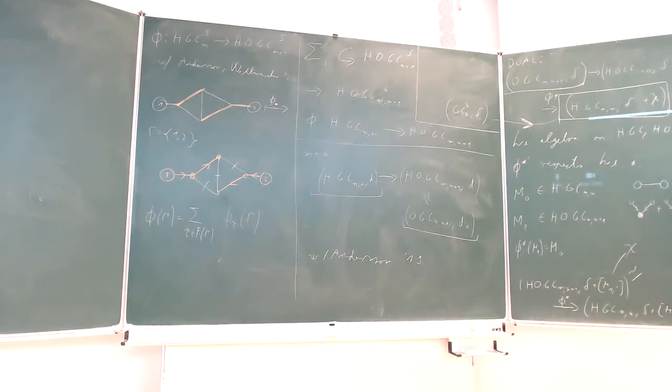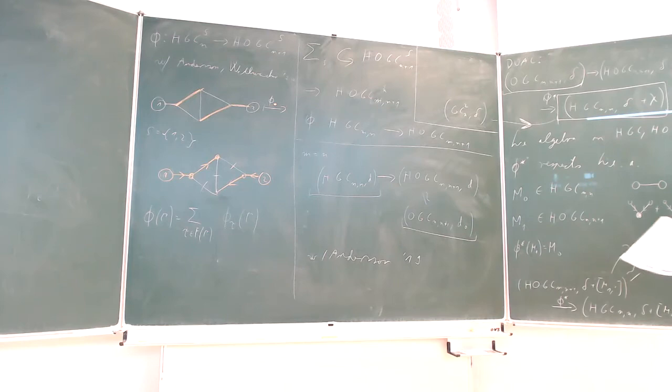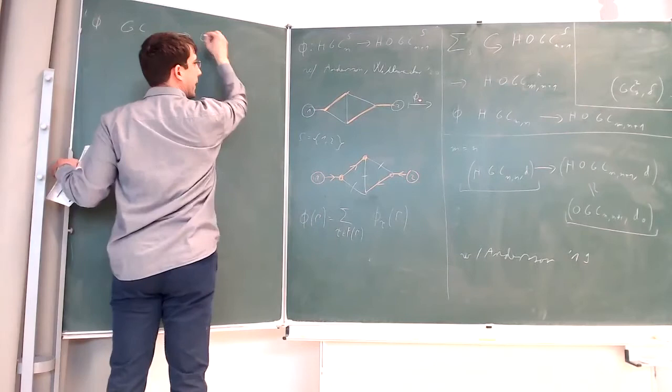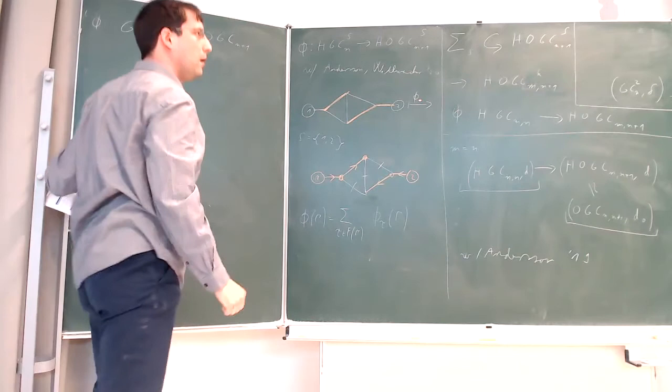This works well, if you like, but maybe you would like to have a direct quasi-isomorphism from GCN to the oriented graph complex. One thing I was drawing here, if I can note, it's not two numbers, but just one.